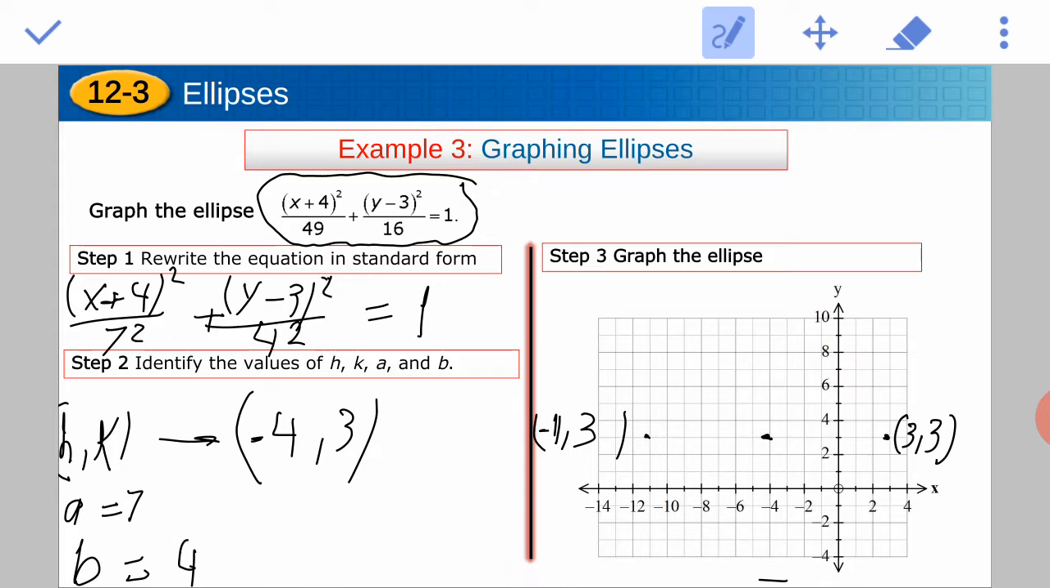The co-vertices are the 2 endpoints of the minor axis, the vertical one. How do we get that? Starting from the center, we need to do a vertical shift of 4 units up one time and down another time. If we add this 4 to this 3, it leads us to the point (-4, 7). So (-4, 7) is just right here. This is 1 co-vertex.